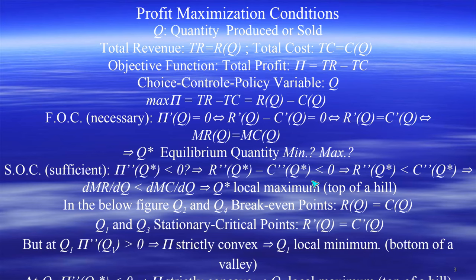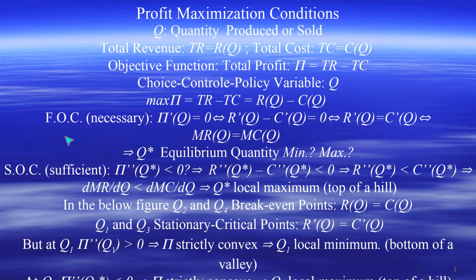So let's make an economic example. Profit maximization conditions. Q is the quantity produced or sold. The total revenue, TR or R(Q), total cost, TC, C(Q), those are functions whose forms are not given to us for the moment. The objective function, the total profit function, which is denoted by P, is the total revenue minus total cost. This is the definition of profit. Our choice or control variable is Q, the quantity produced or sold.